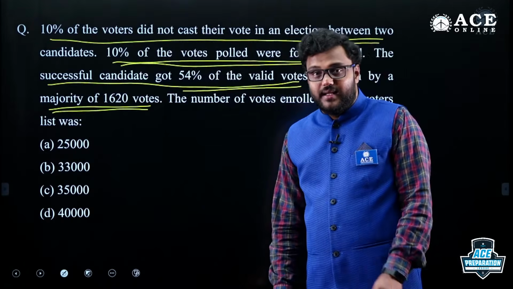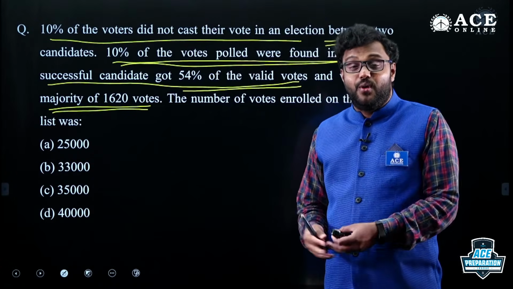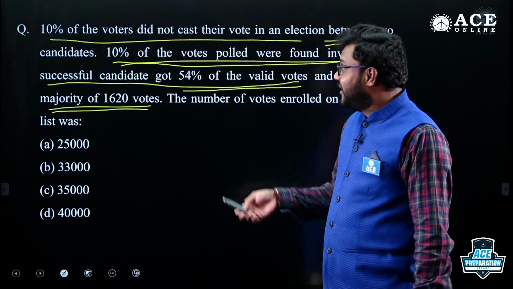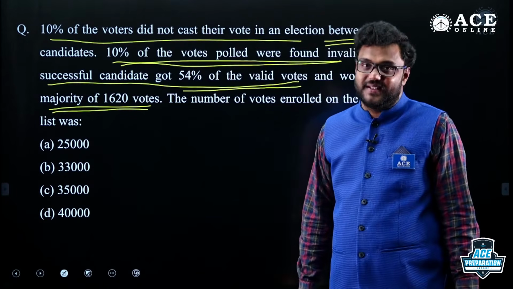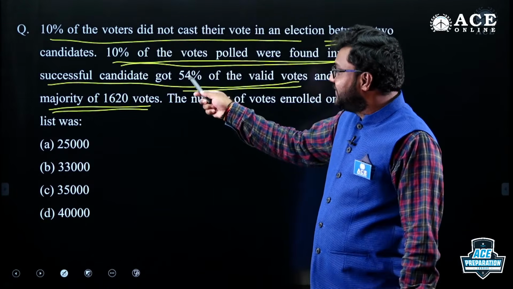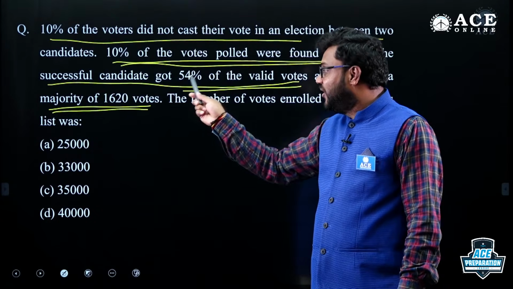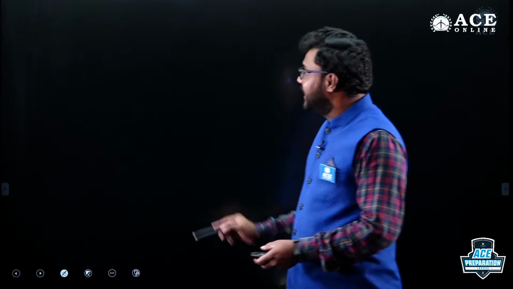In the election they conducted, 10% of people did not attend. Among the poll, 10% of the votes are invalid. Among two people, one person got 54% of the valid votes. The other person will obviously get 46%. And as it is more than 50, he got the majority of the votes. How much majority he got is 1,620. Now see the scenario, my dear friends, what they are actually giving.